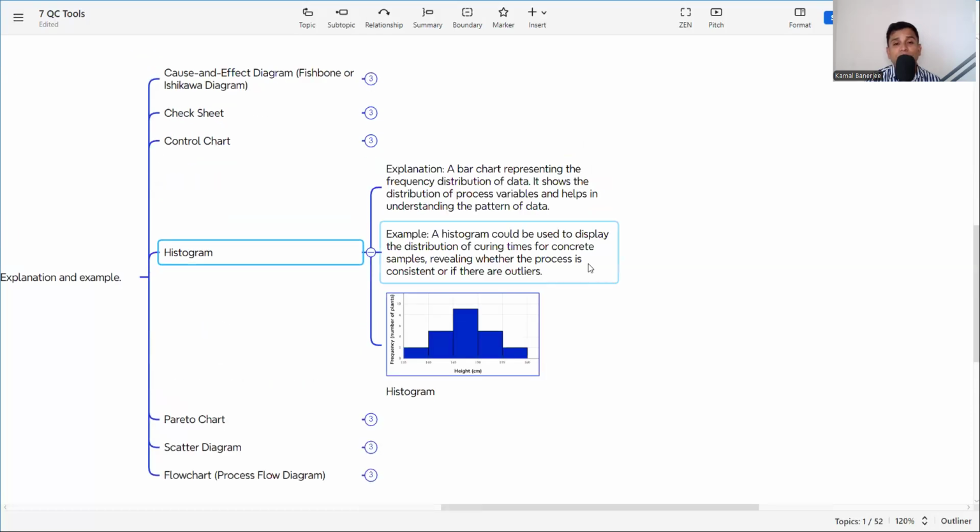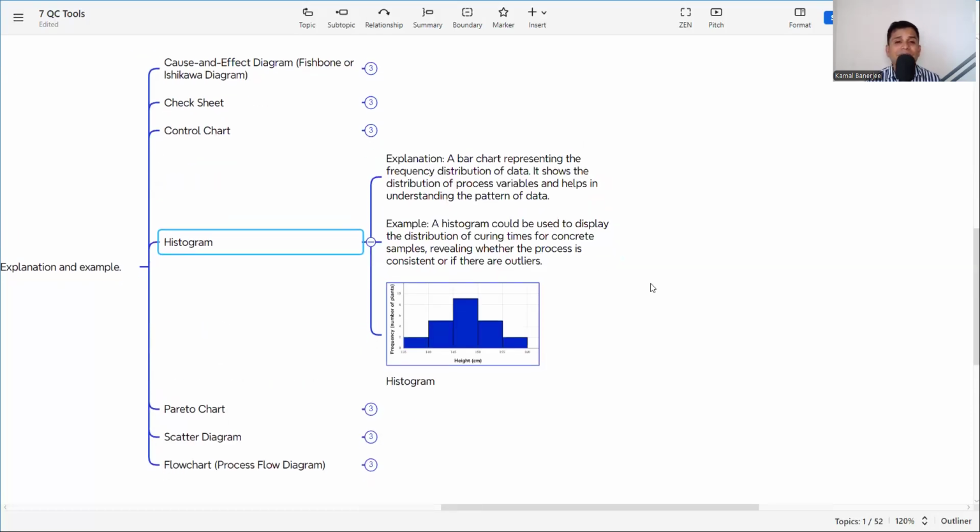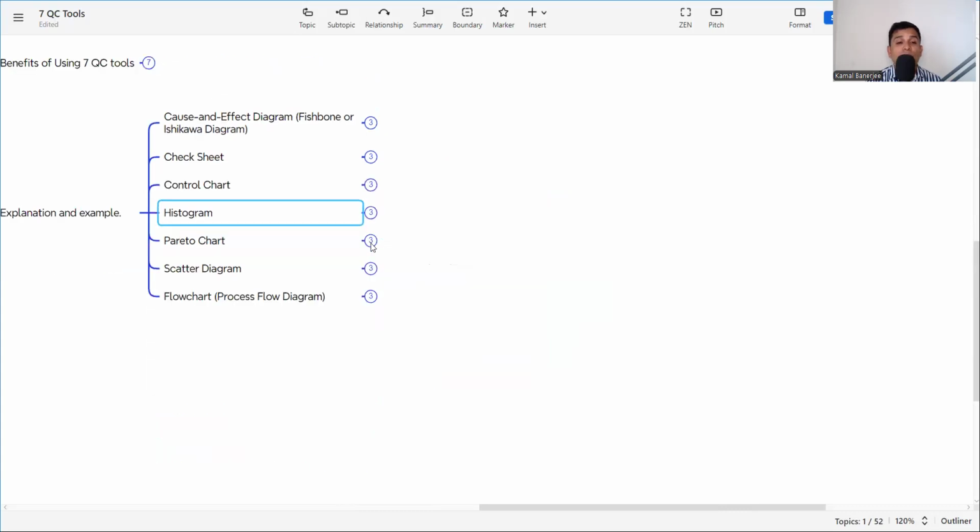Then the histogram, a bar chart representing the frequency distribution of data. It shows the distribution of process variation and helps in understanding the pattern of data. A histogram could be used to display the distribution of curing times of our concrete samples, revealing whether the process is consistent or if there are outliers. We can collect the data on curing times and sampling time to find out if there is inadequate curing or not, in order to get the right kind of concrete strength. That is why the histogram is also important.